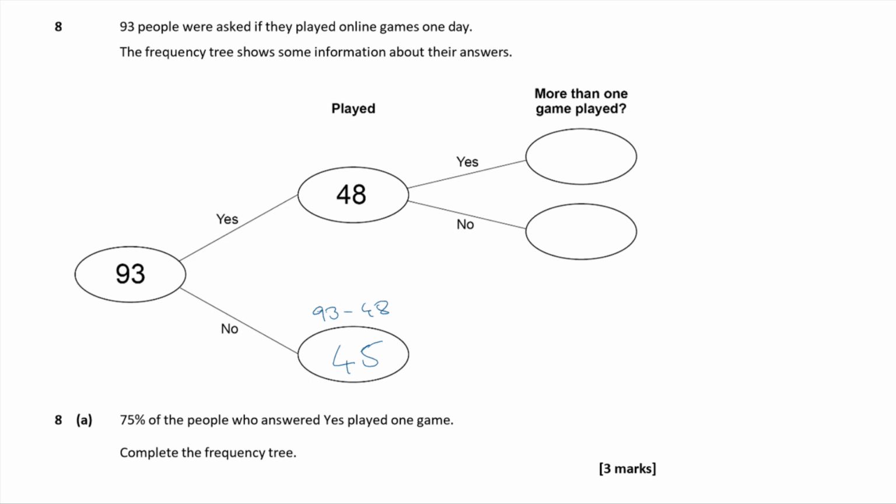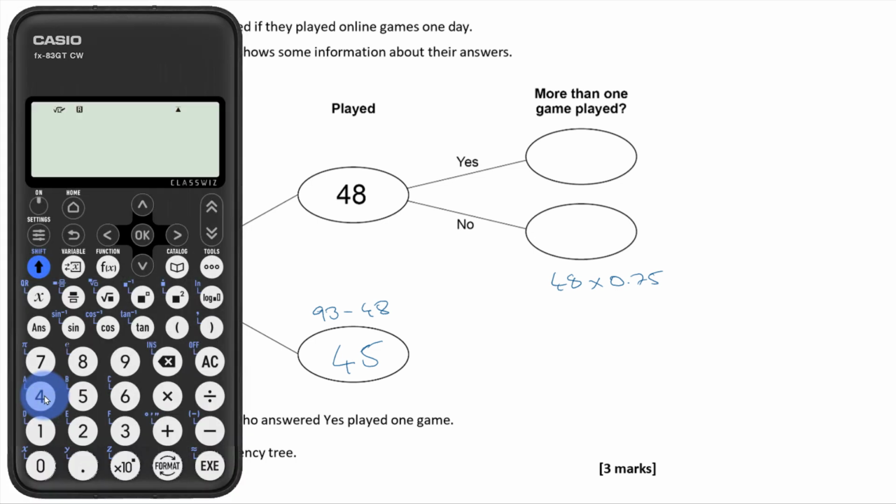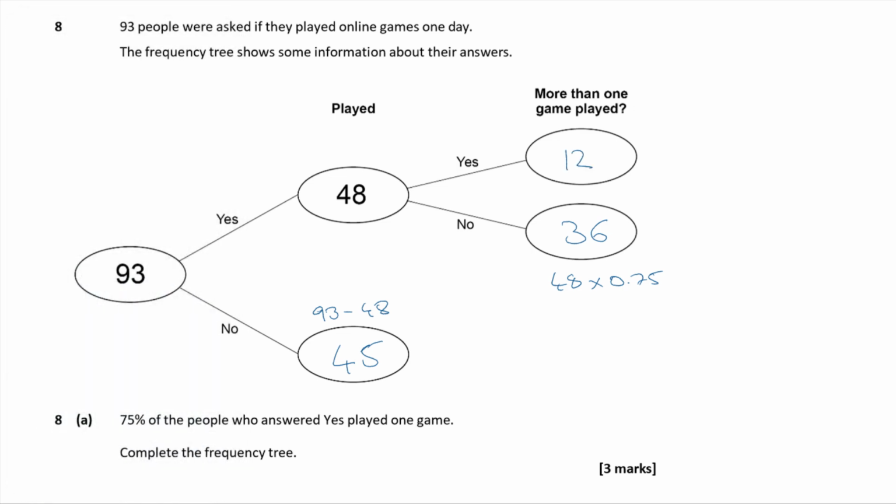And then played more than one game. 75% of the people who answered yes played one game. So what is 75% of 48? Well, that's going to be 48 times 0.75, isn't it? So 48 times 0.75, or 3/4 of 48. That's 36. And then I suppose 1/4, or the rest of it, which is 12, must have played more than one game. Okay, so we've completed our frequency tree.